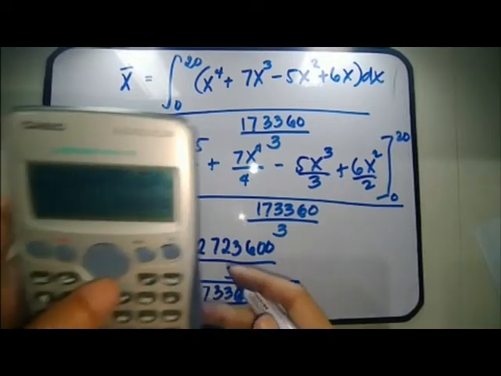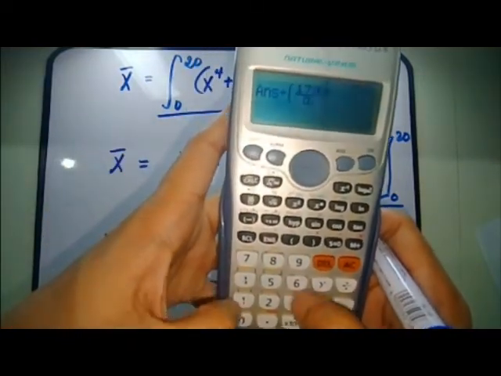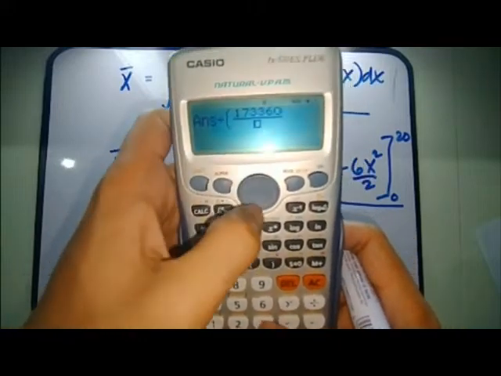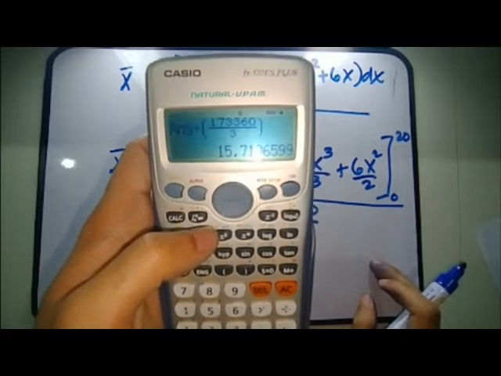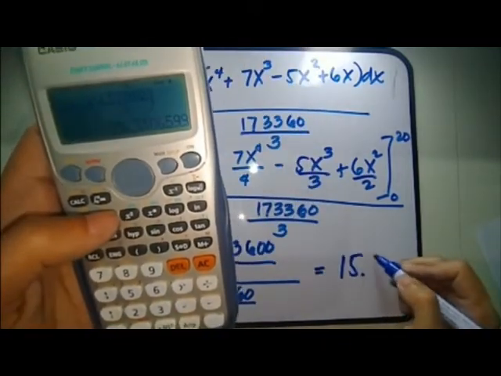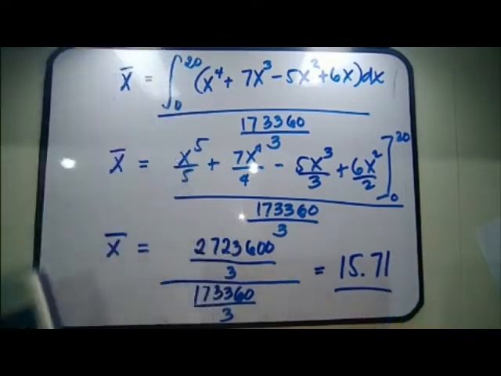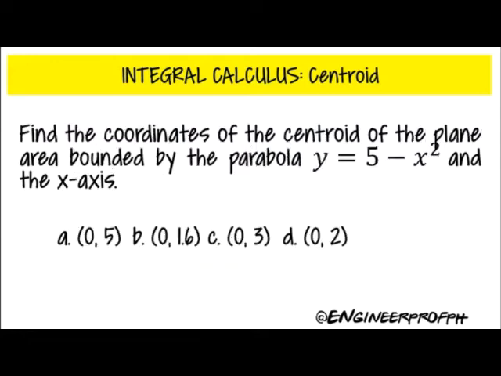So here, our final answer is 15.71 units. So this is approximately 15.7. So that is our final answer. So the x-coordinate of the centroid of that area is actually located at x equals 15.71. So we have here our next sample problem.